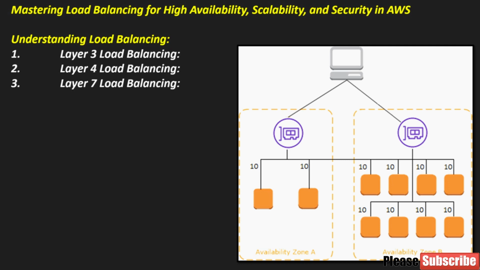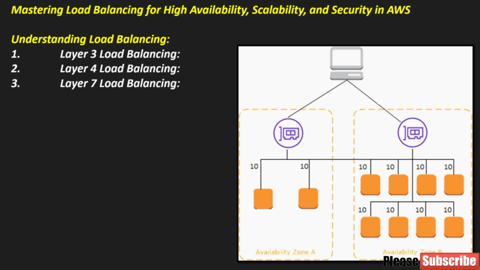At the network layer, load balancing works by distributing traffic based on IP addresses, and this helps achieve high availability and scalability by ensuring that the traffic is evenly distributed across multiple servers. Second is layer 4 load balancing. It operates at the transport layer and load balances based on port numbers. It allows for a more granular distribution of traffic. This is particularly beneficial for applications with specific port requirements, enhancing the overall efficiency and performance too.